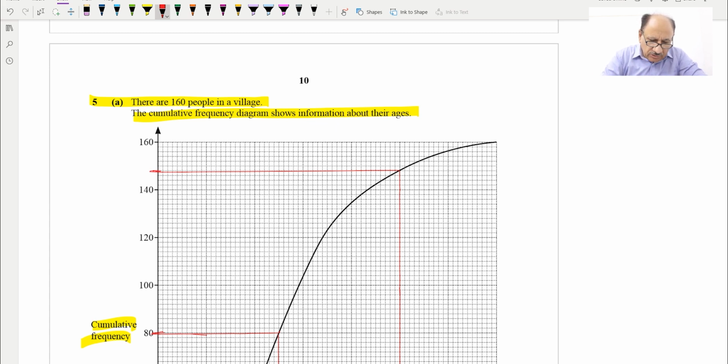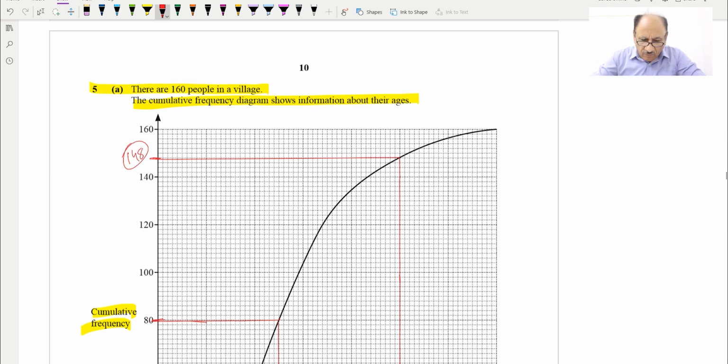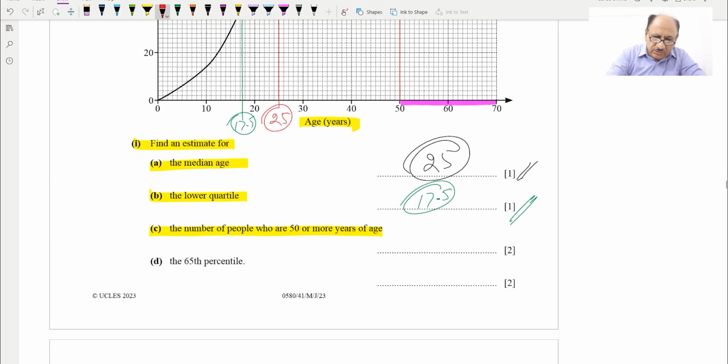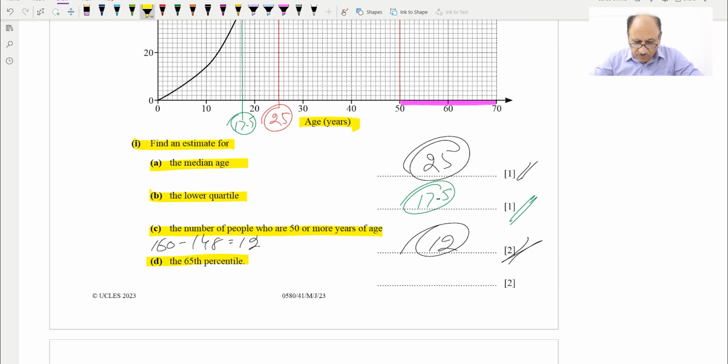142, 4, 6 and 8, 148. So 160 minus 148 is equal to 12. So this will be 12 people. This is 2 marks. Then they are saying the 65th percentile.